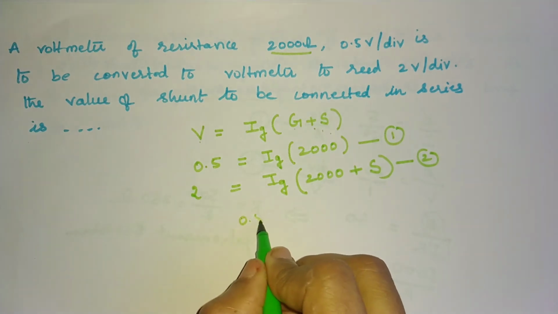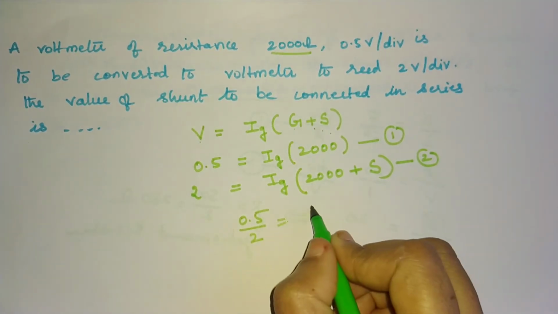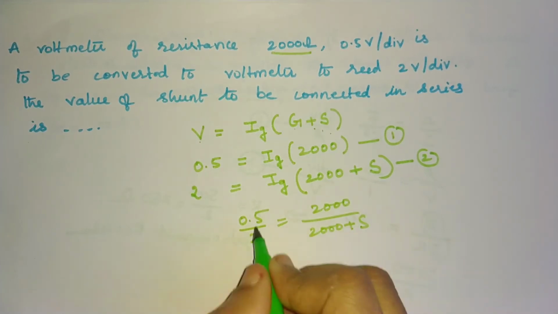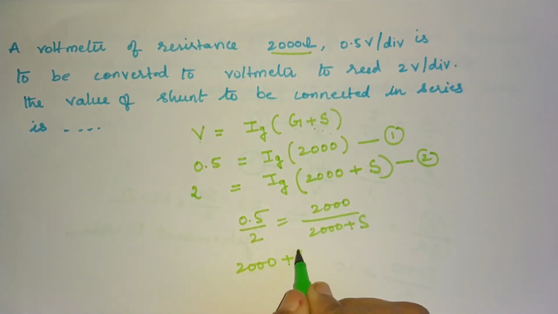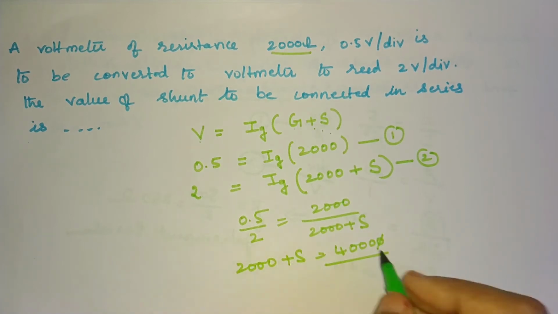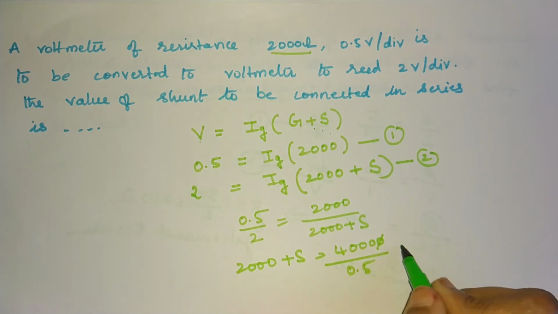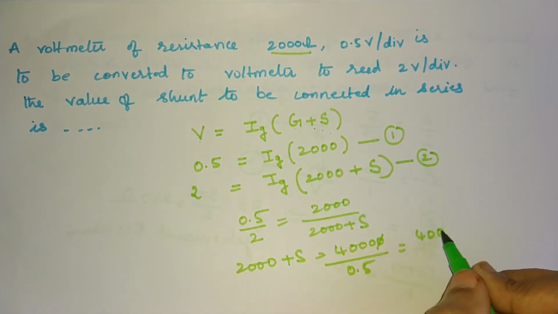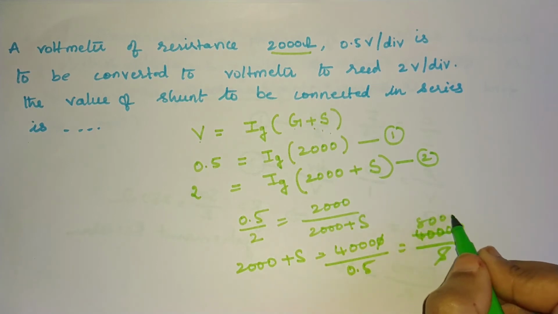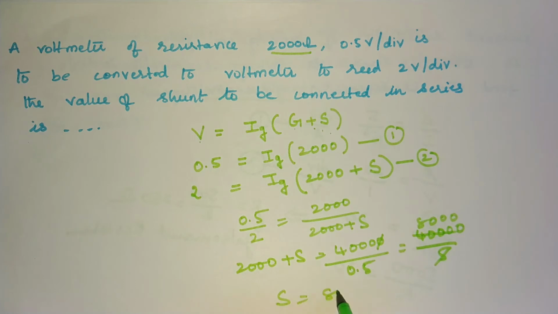0.5 by 2 should be 2000 by 2000 plus S. Find out, 2000 plus S is equal to 4000 divided by 0.5, which is nothing but 40,000 by 5, 8,000. Shunt resistance should be 8,000 minus 2,000, which is 6,000 ohms.